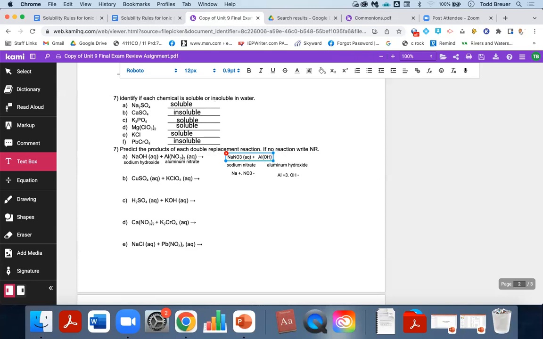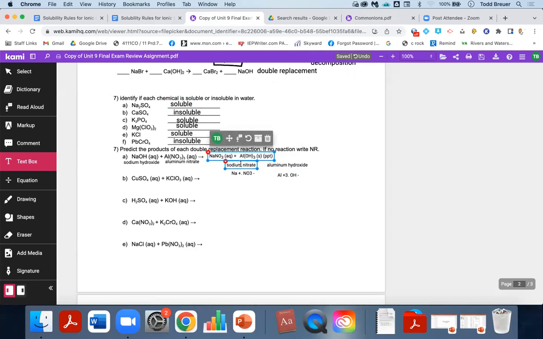So we write the formula for that. And we could either use the symbol S for solid or the symbol PPT to say, hey, here's a precipitate that forms. So we get products to form, and that's why we write new formulas. The products get pushed right up against the reaction arrow. So sodium nitrate forms, that's what NaNO3 is, and aluminum hydroxide forms, that's what Al(OH)3 is. And this stuff over here really just helped us determine the answer.